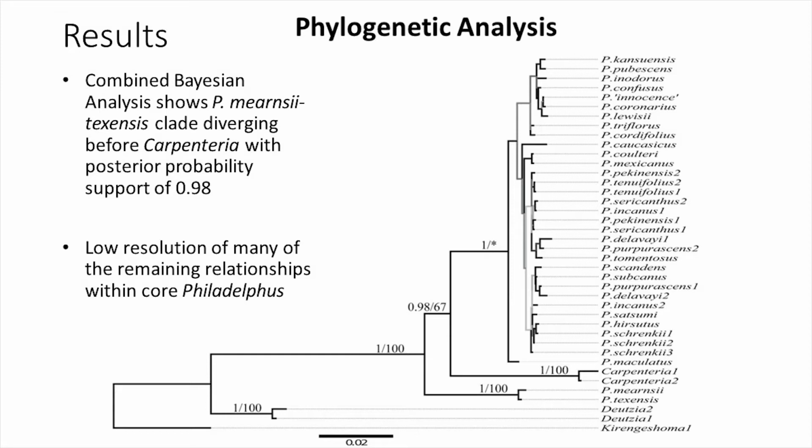So using just 5 genes, we can't really tell how these species are related, but we can take a good guess at what we think about Carpentaria in relationship to P.